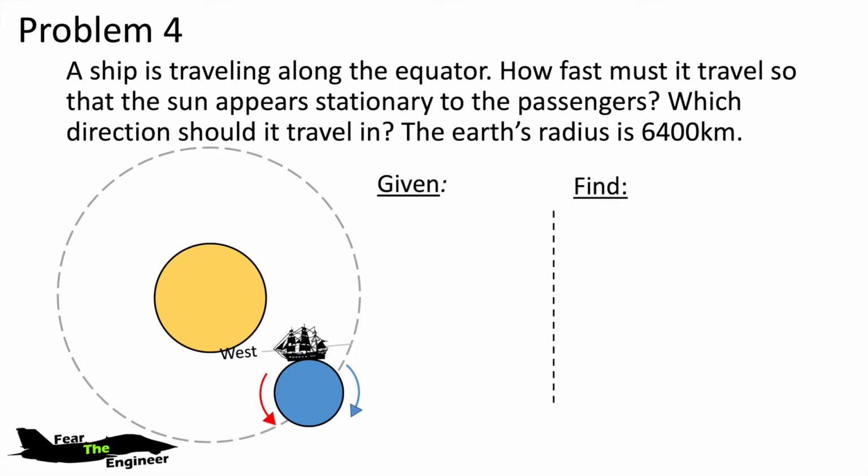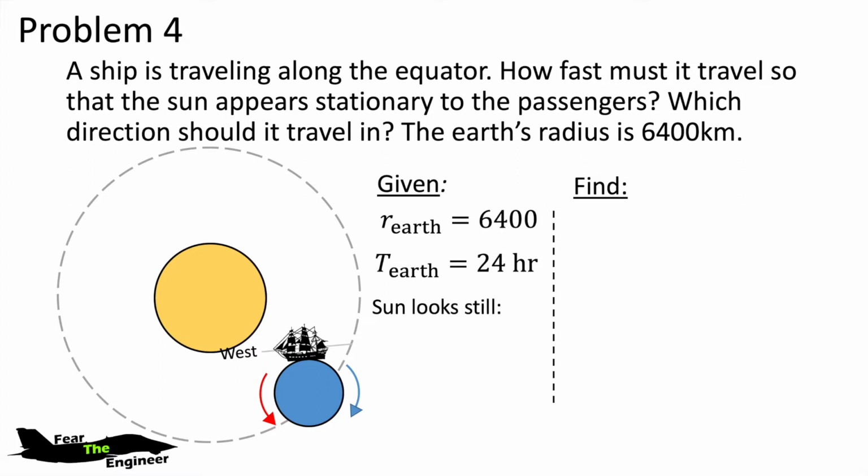Let's list givens and finds. The problem gives us the ship's distance to the center of the Earth, 6,400 kilometers. So we know the radius of the ship's circular path. We also know the time the Earth takes to spin around its axis, 24 hours. In addition, we know that ship passengers don't see the sun move. That means that the ship must be moving against the Earth's spin.